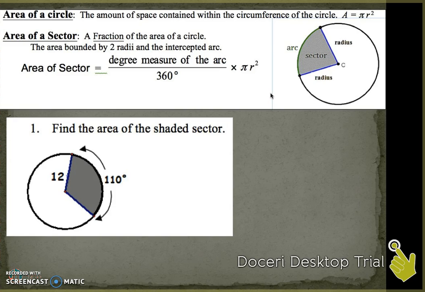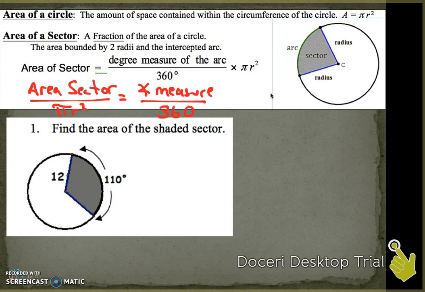Or if you want another way to look at the formula, you can say that the area of the sector over pi r squared equals the angle measure over 360, if you'd rather look at it as a proportion. So what I'd like you to do now is pause the video, complete numbers 1 and 2, and if you're feeling squirrely, you can try number 3. And then when you're ready, resume, and we will go through 1 and 2, and then go through 3 as well.